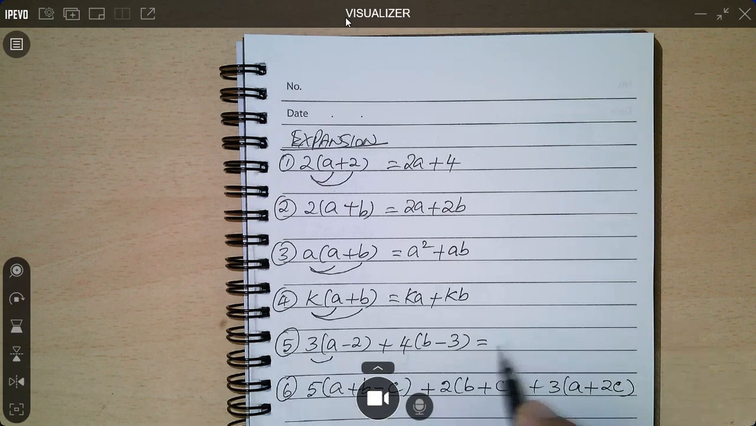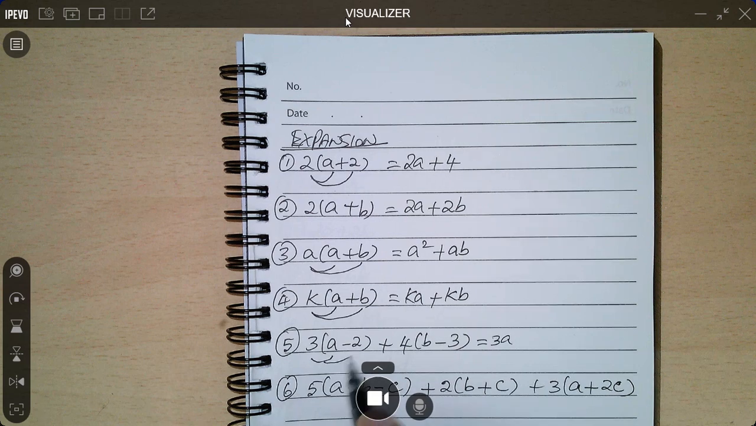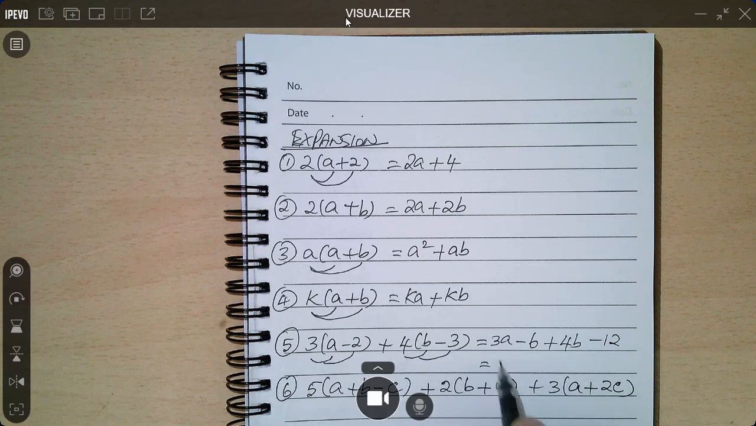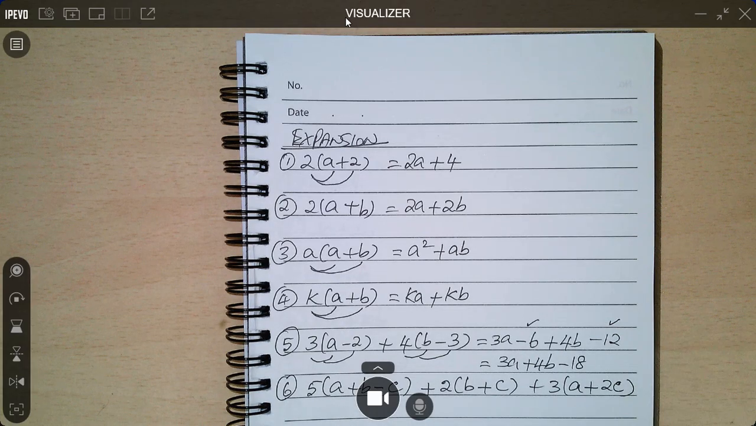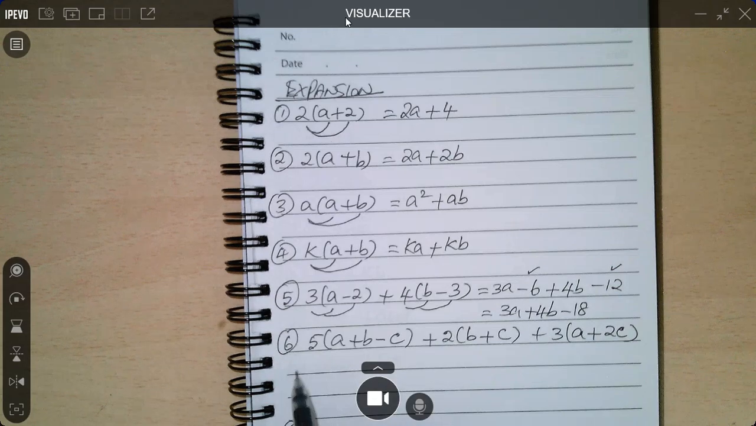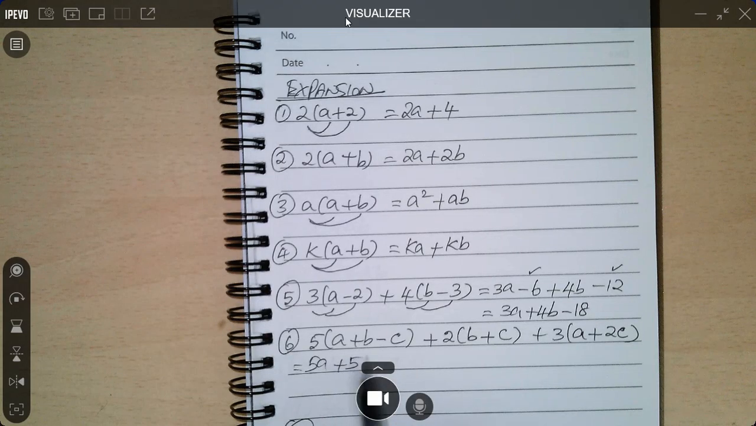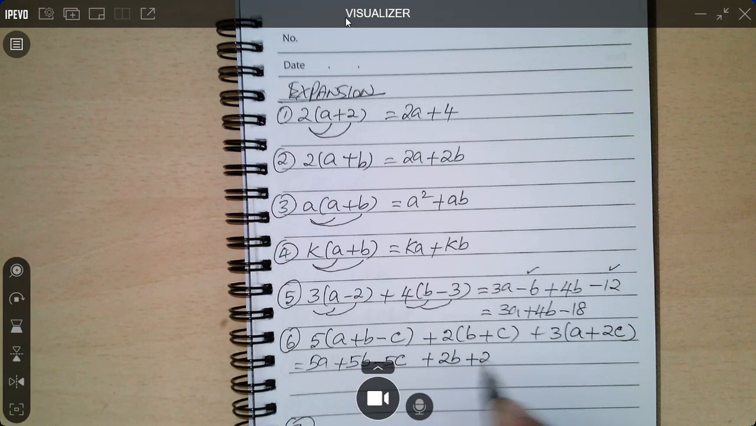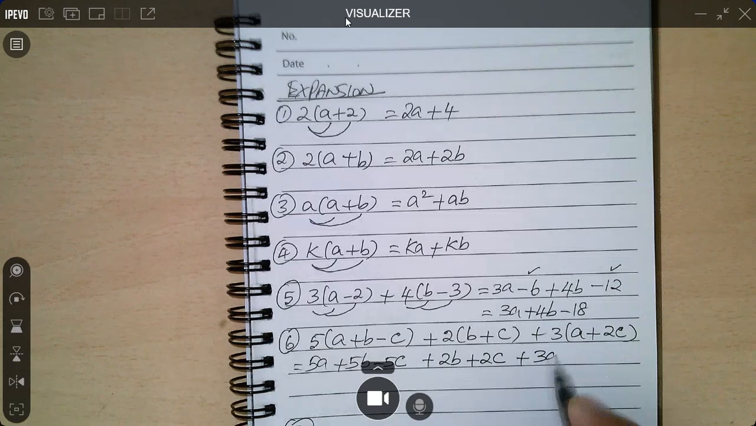3 times a, 3a. 3 times minus 2, negative 6. 4 times b, 4b. 4 times minus 3, negative 12. So the answer is going to be 3a plus 4b, and negative 6 and negative 12 become negative 18. A bit longer one: 5a plus 5b minus 5c, plus 2b plus 2c, plus 3a plus 6c.